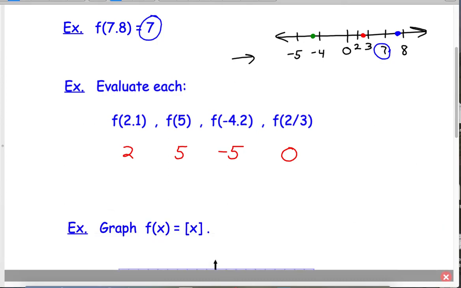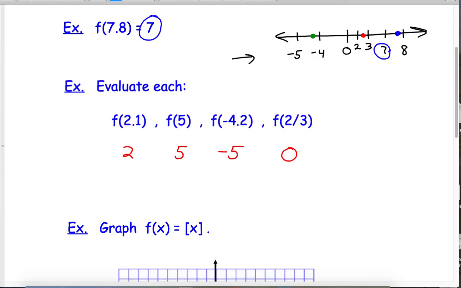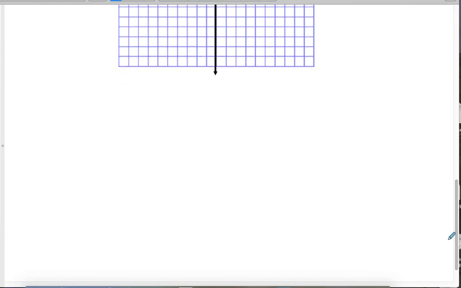All right, we're not going to worry about graphing these right now, so we don't have to deal with that.